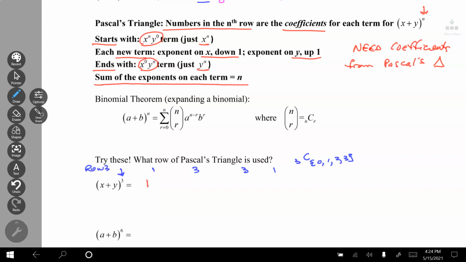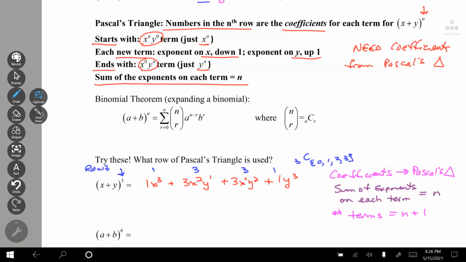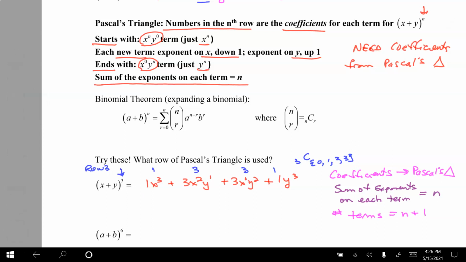It's going to be 1x to the third, y to the 0. I'm not going to write that down. Plus 3x squared y to the first, plus 3x to the first y squared, plus 1 y to the third. So x plus y raised to the third power is really what I did in red. The coefficients came from Pascal's triangle. The sum of the exponents of each term is equal to n, in this case 3.